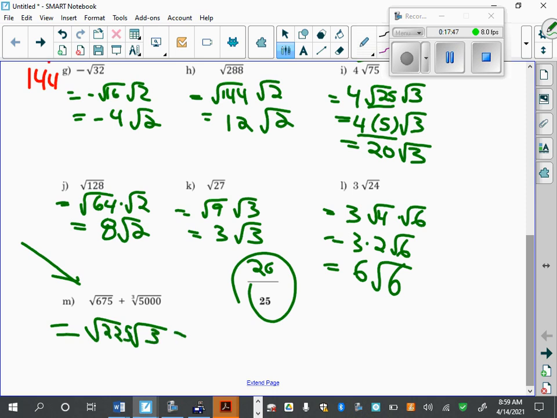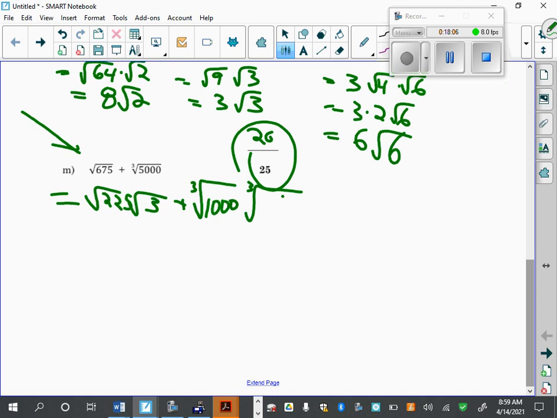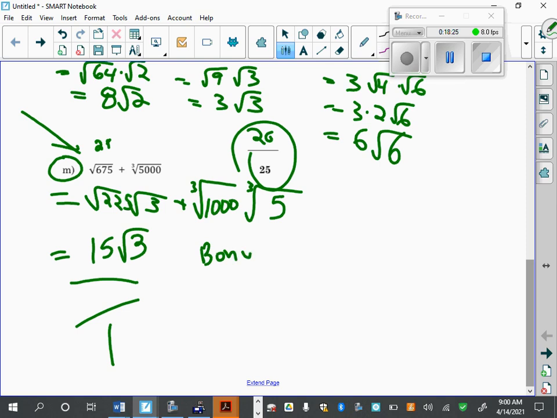225 times 3, and luckily we did make it to cubic roots yesterday, or was it the day before? So what's the cubic root of 5,000 break up to? Ready? Good. Okay, so if you got 15 radical 3, that's a mark. If you put 25 times something, I give you half a mark for that. This question's only out of 1, so everything's out of 25. Here's your bonus mark: what's the cubic root of 1,000? 10 cubic root of 5 is the bonus mark.